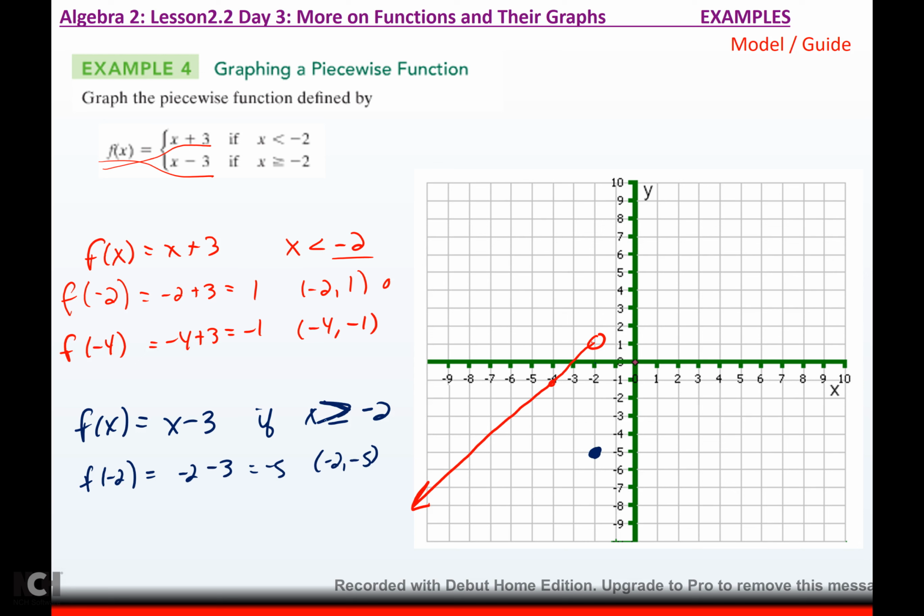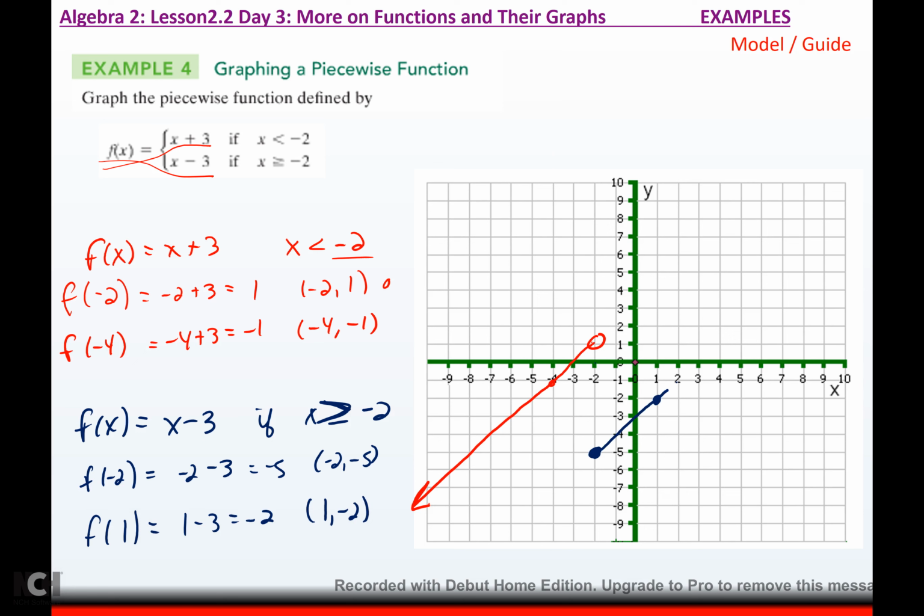Then pick something bigger, like f of, not bigger, not smaller, function. Let's do f of 1. That would be 1 minus 3, which would be negative 2. That ordered pair would be 1, negative 2.